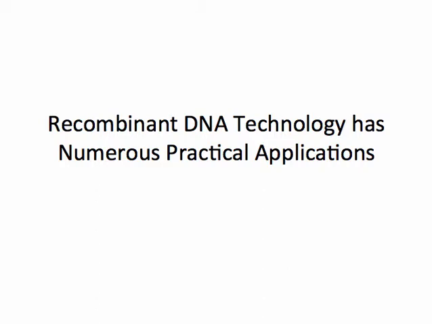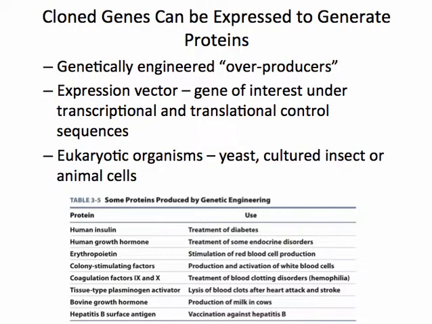So the last part of this chapter has to do with recombinant DNA technology and the applications that we have. Once we have a cloned gene, one of the things that we most often use it to do is to produce overproducers. It's a way that we can accumulate lots of different types of proteins in large quantities. And a lot of times we can then use these. If you look at this table below, these proteins that are produced by genetic engineering, we can use these then as treatments for many different types of illnesses.